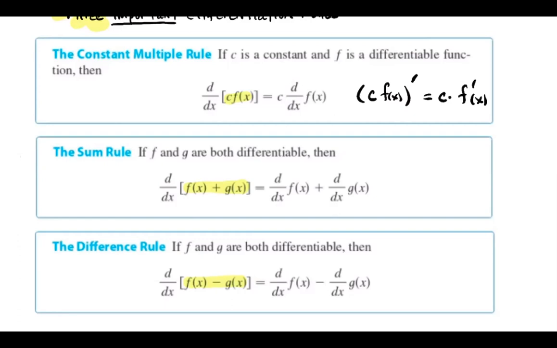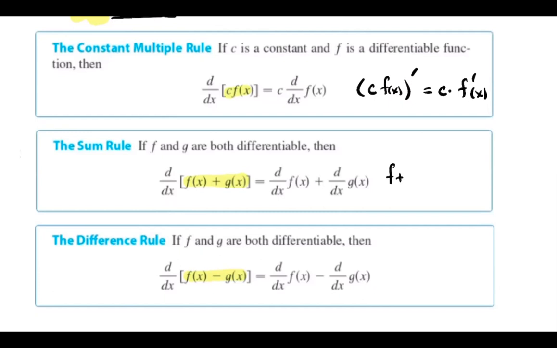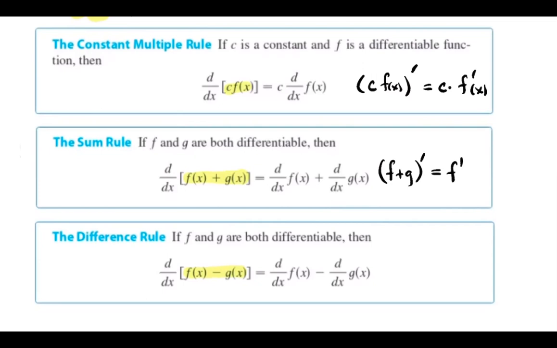The sum rule says that if you have two functions added together and you want to differentiate the result, you can differentiate each piece, each function itself, each term, and then add those together. So again, in the Newtonian notation, and I think I'm going to drop the of x here just to save a little bit of room, but I mean it, f of x plus g of x prime is, well, f of x prime plus g of x prime. Yeah, so the derivative of a sum is the sum of the derivatives, if you like that. The third one just says the same thing works for minus. If you're taking the derivative of a difference, you take the difference of the derivatives in the same order.